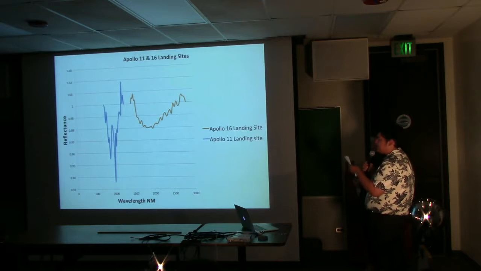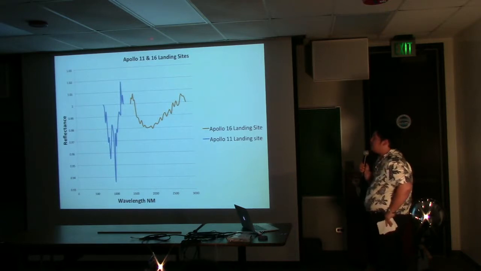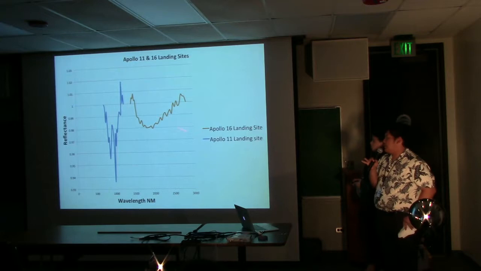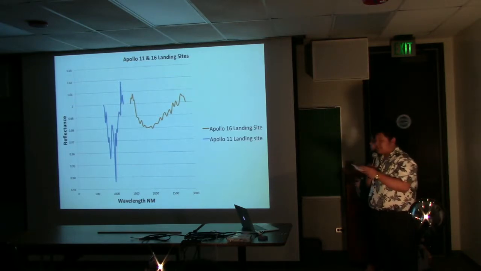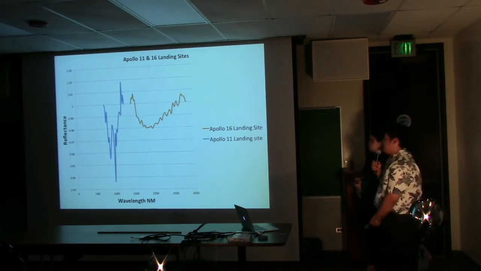So the continuum removed plot, this is the one. Apollo 11, the center is around 1,000 nanometers, and Apollo 16, the center is around 2,000 nanometers. Now what we can tell is that the different band centers are caused by different minerals, therefore we can say that their composition is different.